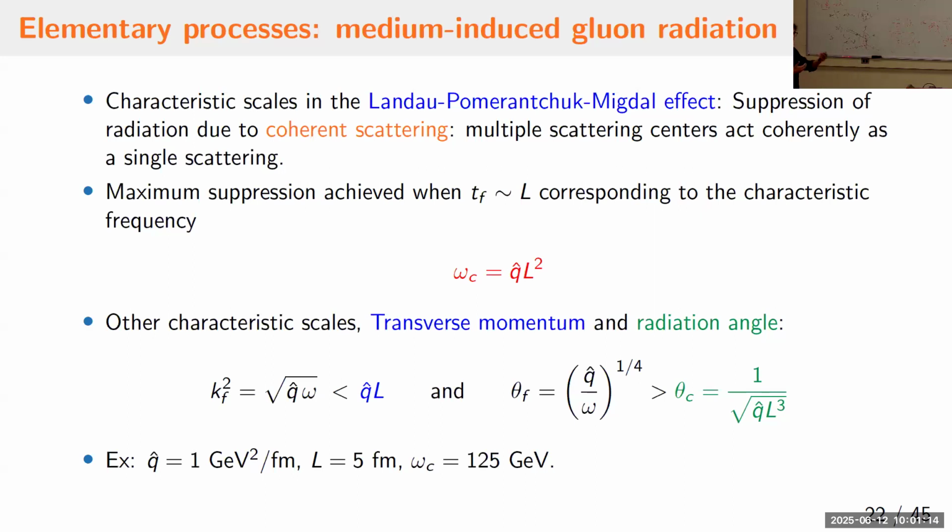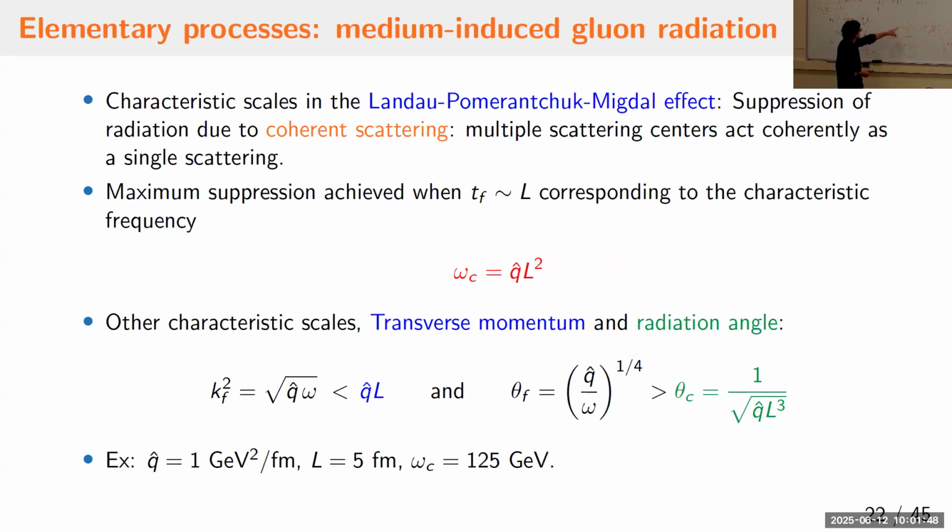So in QED, radiation is suppressed if the formation time of the photon radiation is much larger than the mean free path, in such a way that many scattering centers could act coherently to form that photon, leading to the suppression of the radiative spectrum. So this happens also in QCD. And of course, there's maximum suppression that is achieved when the formation time is of order of the system size, and this leads to this characteristic frequency omega, which is Q hat L squared, which is another medium scale that is important.